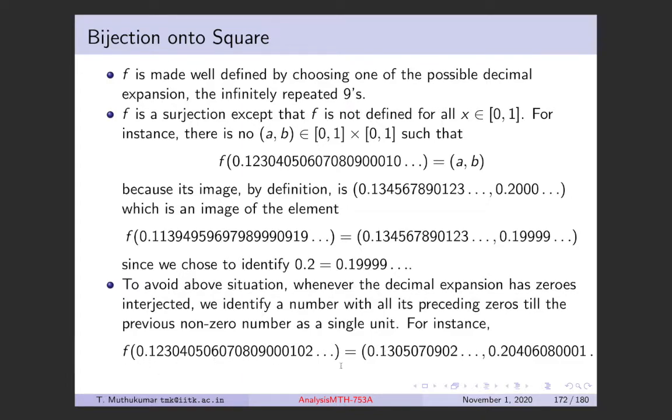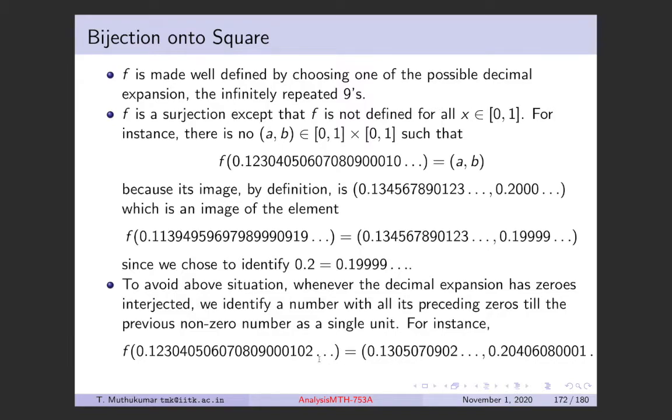First position is 1, third position is 3, fifth position is 0, 5, seventh position is 0, 7, ninth position is 0, 9, and so on. And then the 10th position is all this 4-digit number 0001. So this is the 10th position. The 11th position is 02, and that's why you have 02. So that is how we are going to do it.